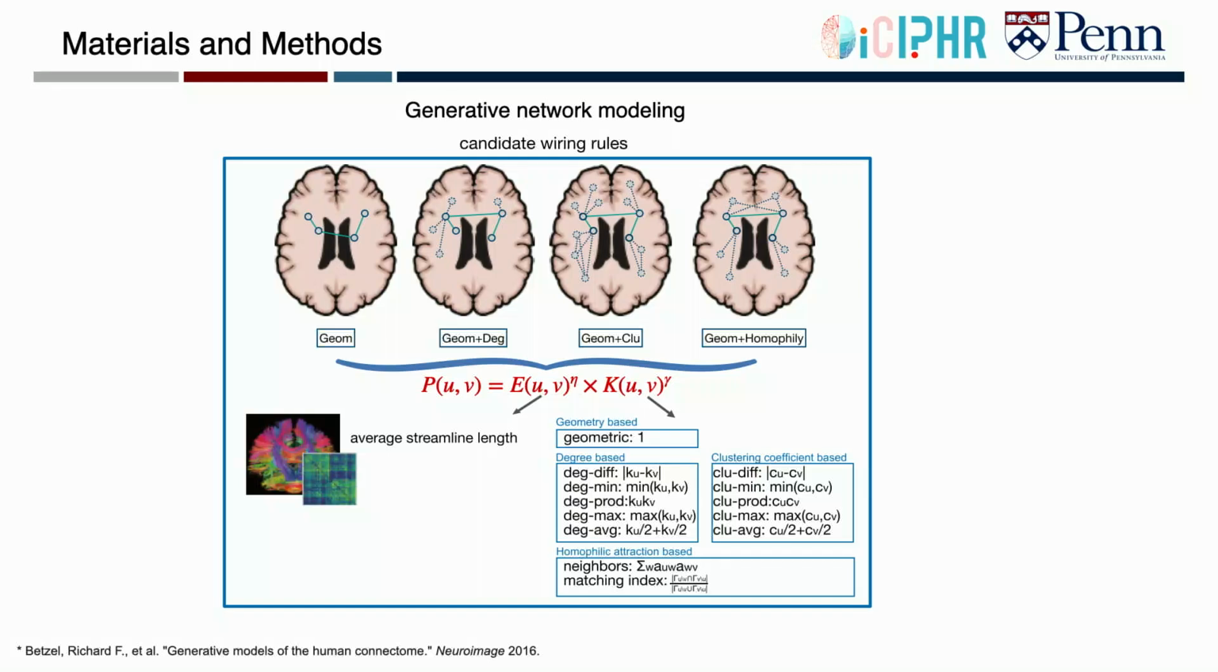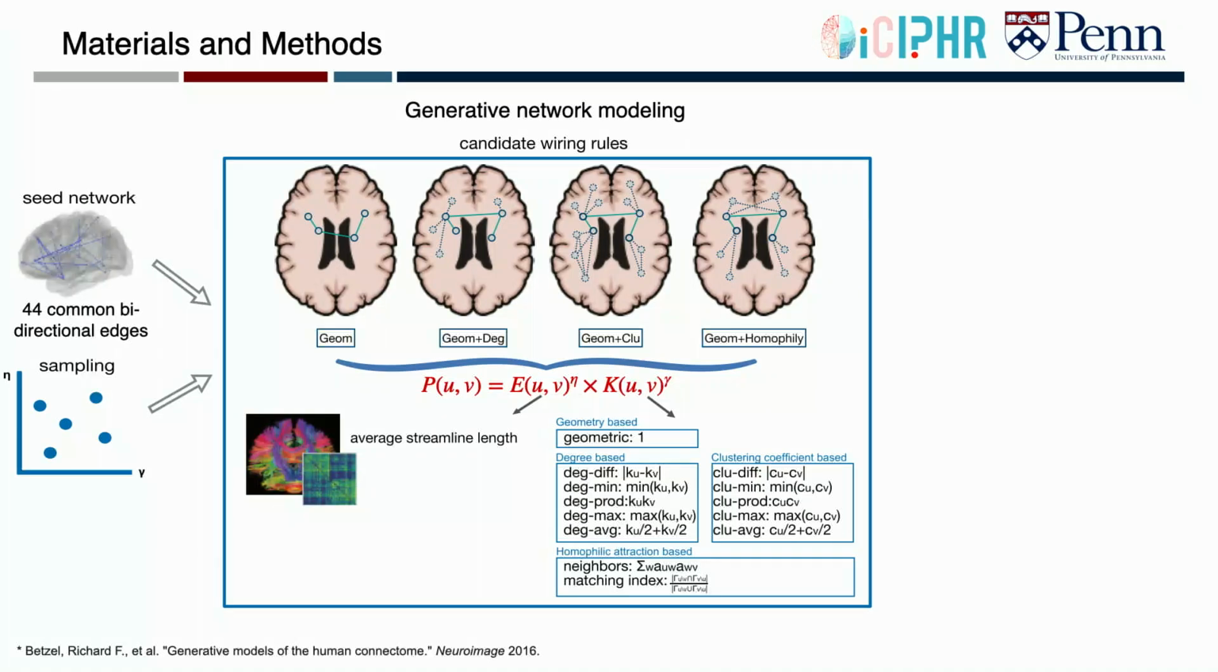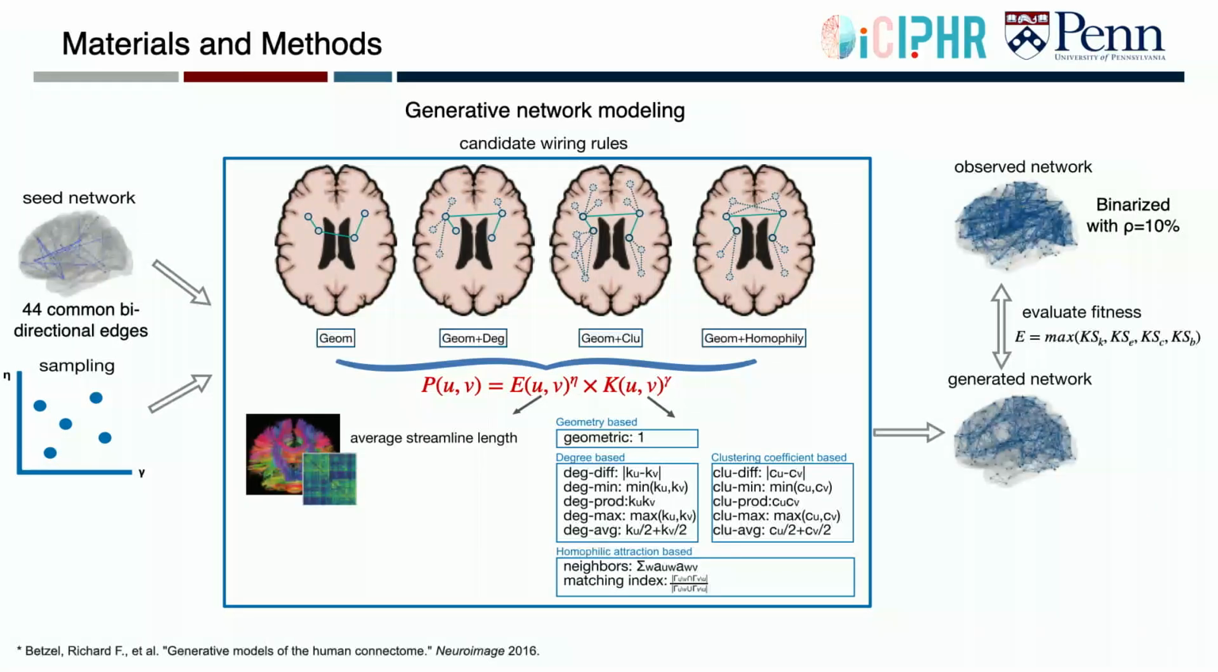For each observed brain network, we started from a seed network containing 44 edges across all subjects. We randomly sampled eta and gamma parameters and generated new edges one at a time based on the probability P_uv until the generated network reached the same sparsity as the observed network.